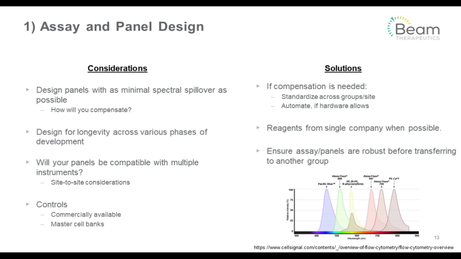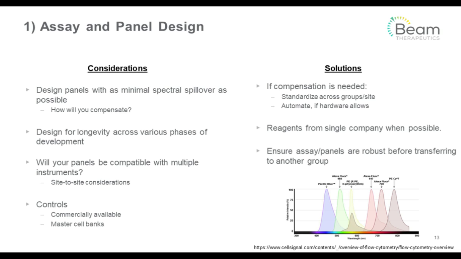But the first area in flow cytometry to keep in mind to streamline and optimize is assay and panel design, some considerations and some solutions. Design panels with as minimal spectral spillover as possible. And if you need to have panels that are complex and do have spillover into other channels, you'll of course need to compensate. And think early within that design of how you're going to compensate. And if needed, make sure that you standardize the methodology of that compensation across groups and sites. And if possible, and the hardware allows it, automate that compensation.